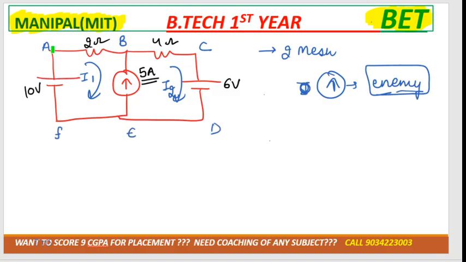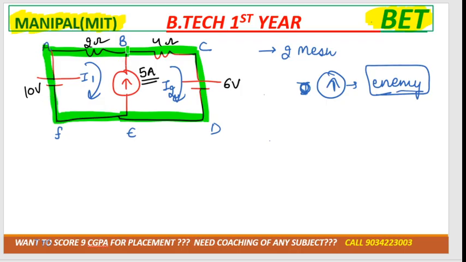Suppose you are standing at A, you will move from A to B, then B to C, then C to D, then D to E, then E to F, F to A. Why are you not moving through this path? Because here is your enemy. So you will not move through the path where the current source is present.